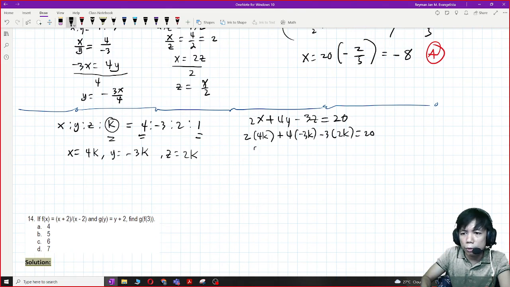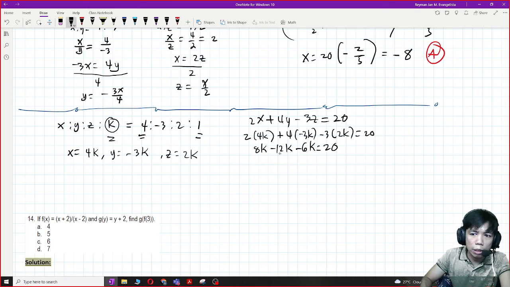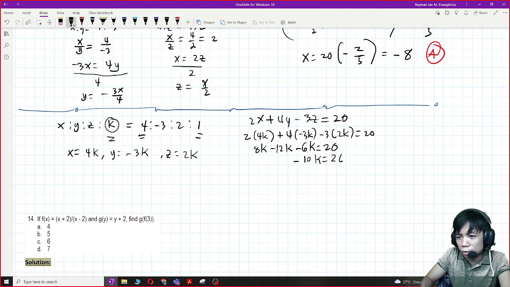Okay, 2 times 4 is 8k. Ito, negative 12k. Then, minus 6k is equal to 20. 8 minus 12 is negative 4. Okay, minus 6 is negative 10. So, negative 10k equal to 20. Over negative 10. So, k natin is 20 over negative 10 or negative 2.